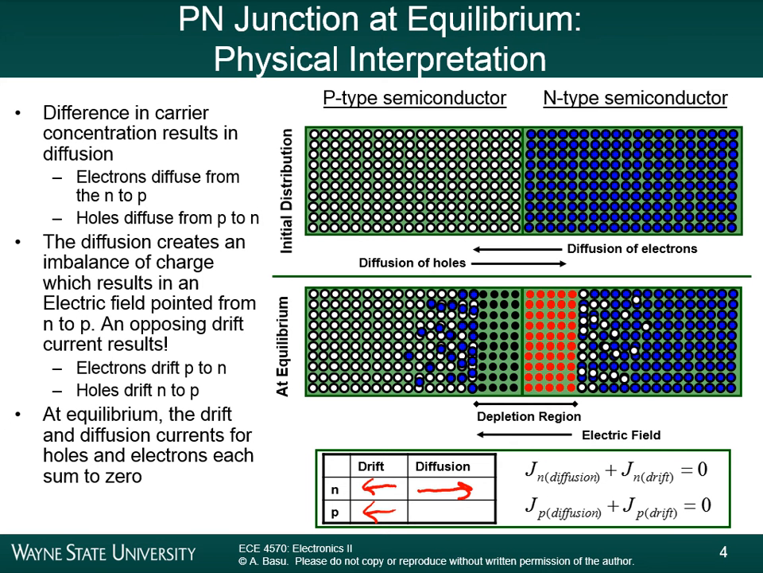And the holes are diffusing from left to right. So the diffusion current is in the same direction as the holes. It goes this way. So in terms of signs, Jn diffusion is positive. Jp diffusion is positive because it's oriented from left to right. Jn drift and Jp drift are both negative because they're oriented from right to left.